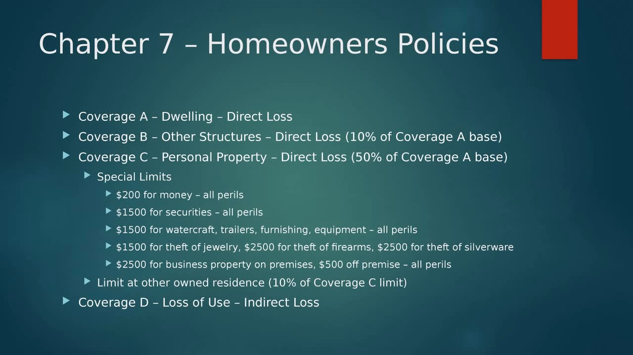If they have another peril like a fire or something along those lines, those items would then be able to be covered to the full amount. And then another limitation that you have is there is a $2,500 limit for business property that is considered on premise, and $500 if that same business property is off premise, and that is an all perils situation for any type of loss.